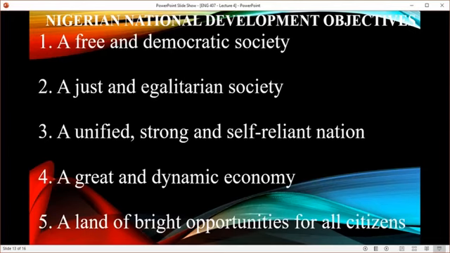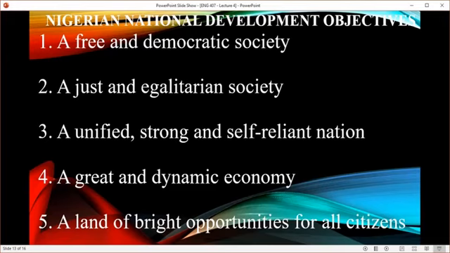Now, do we have objectives for us in Nigeria towards achieving national development? Yes, we have them, and they include one, a free and democratic society. The country is looking forward to achieving a free and democratic society. Two, a just and egalitarian society where everybody will enjoy freedom regardless of his or her background or political, religious, or ethnic affiliations.